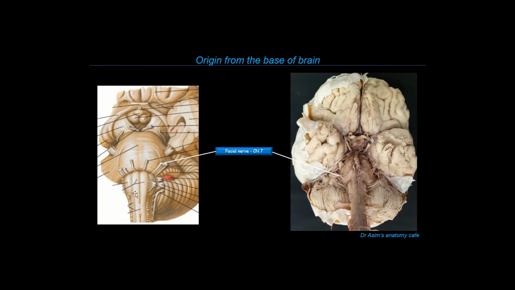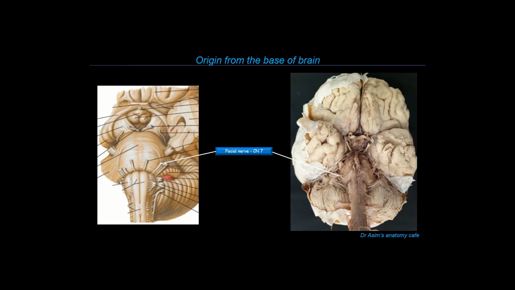These two longitudinal elevations here are the pyramids, which are clearly visible in the prosection over here as well. See the pyramids over here close to the midline, followed by these lobulated swellings over here, which are known as the olives. The olives can be seen in the illustration over here as well.